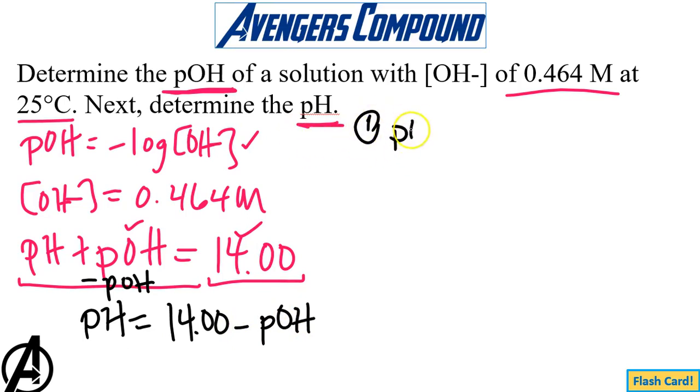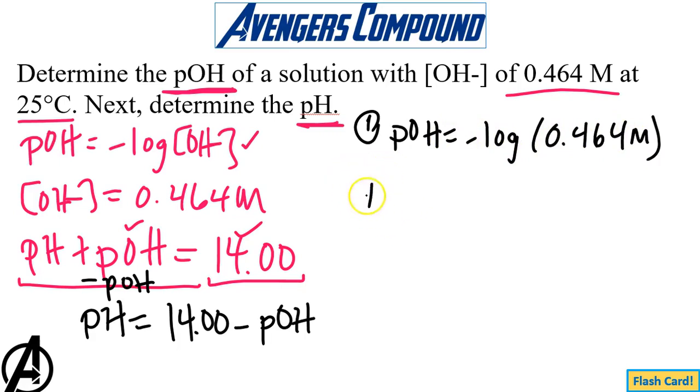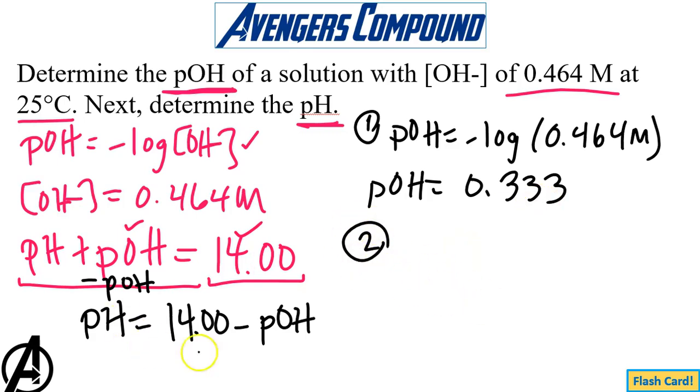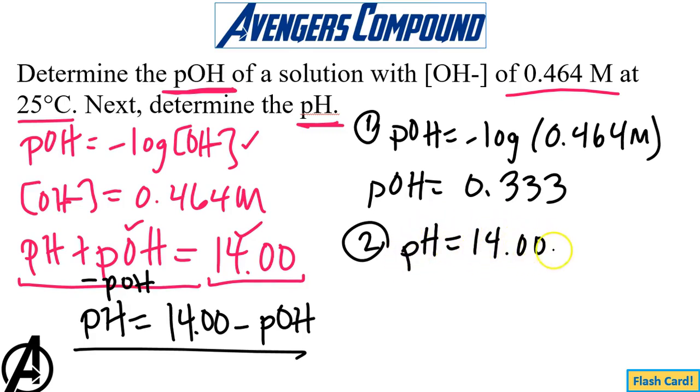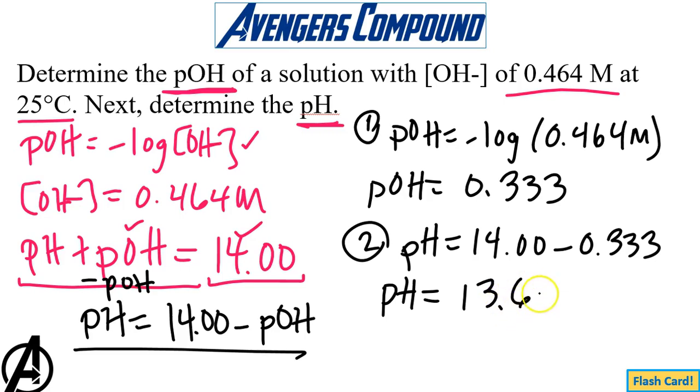First things first, my pOH is equal to negative log of 0.464 molar. That's what we have there. Now this pOH therefore is going to equal 0.333. That's what I got in my calculator. The next thing we need to do is solve for pH. So a lot of times you'll just start with saying pH plus pOH is equal to 14. But again, we've already rearranged it here. So I know my pH is going to equal 14.00 minus 0.333. When I do the math here in my calculator, I get 13.667 as my pH.